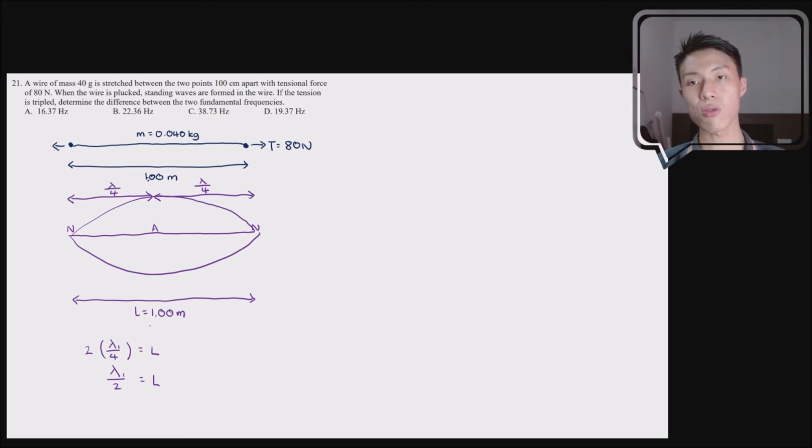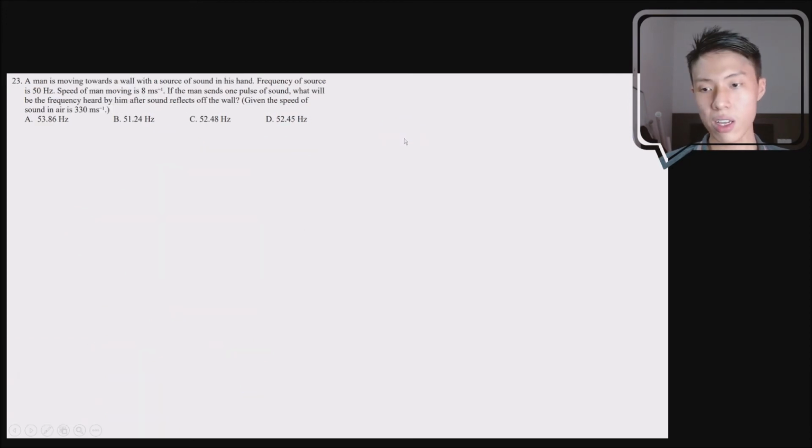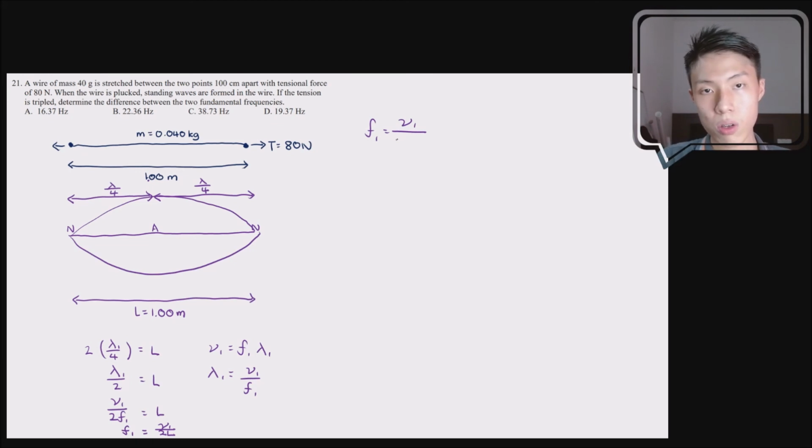Once you reach here, you know that you are interested in the frequency, not the wavelength. So you can change it using this equation: v equals f lambda. So you can change lambda to v1 over f1, so it will become v1 over 2f1 equals L. If you rearrange the equation, you should get that the frequency equals v over 2L. This is the frequency for the fundamental tone of a stretched string. It's v, no need for the 1. v over 2L, this is the equation that we are going to use.